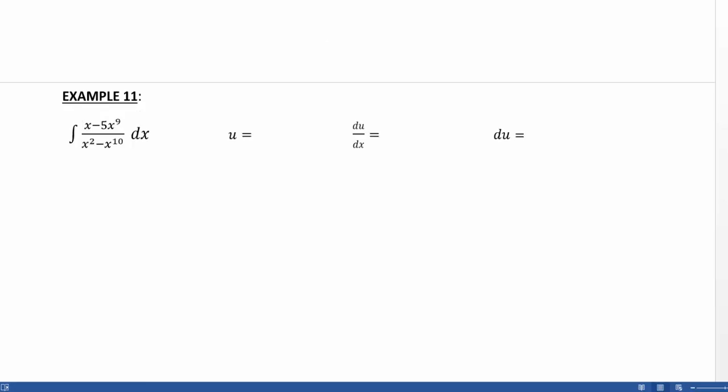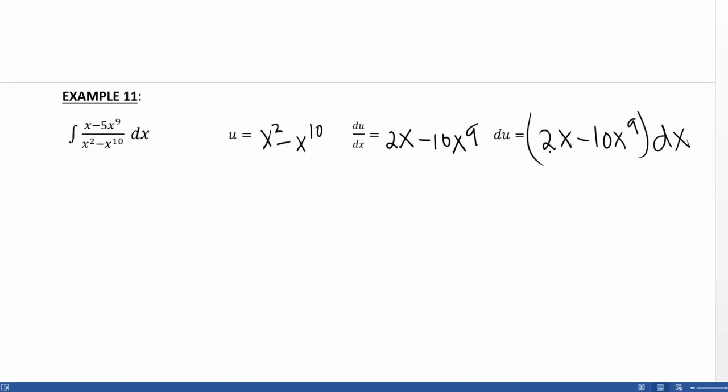Example 11. So here, again, we notice that we have one function over another. So in this form, we're expecting an answer that is the natural log form. So when we have one function over another, we feel like we're likely going to be doing integration by substitution. So we pick our u to be whatever function shows up in the denominator. So here, that's my x squared minus x to the 10th. The derivative of that is going to give me 2x minus 10x to the 9th. So my du is 2x minus 10x to the 9th dx.